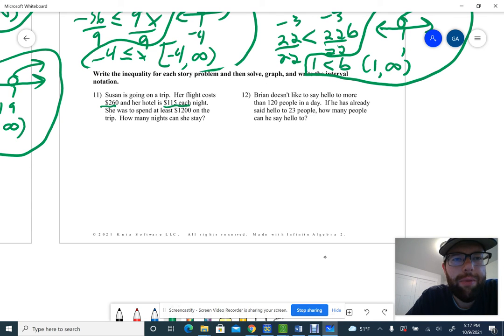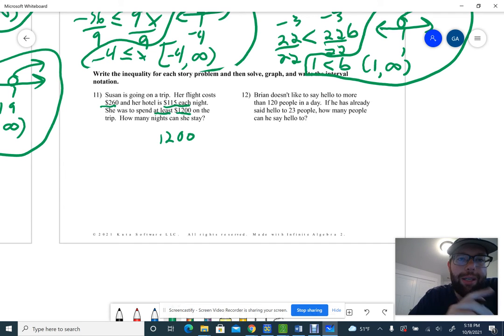She wants to spend at least $1,200 on the trip. How many nights can she stay? So $1,200 is the total she's going to spend. I'm trying to figure out how many nights she can stay. She wants to spend at least $1,200, so she spends $1,201. That's okay. If she spends exactly $1,200, that's okay. But $1,199, that's not okay. So it has to be more than $1,200.